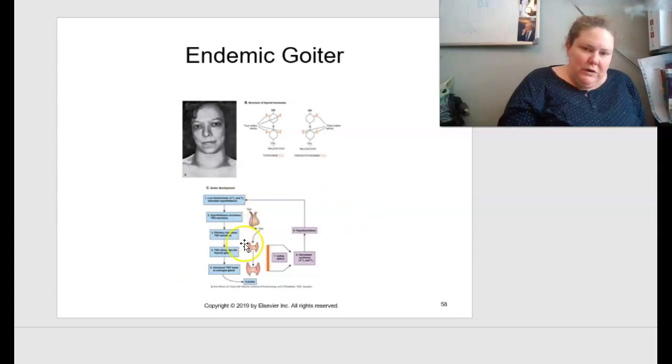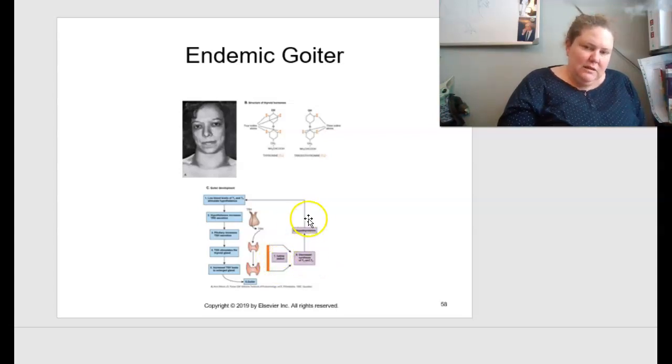And then how the goiter is going to develop is that you can have low blood levels of T3 and T4 that stimulate the hypothalamus, and then the hypothalamus increases the TRH secretion. Then the pituitary is going to increase the TSH secretion. Then TSH stimulates the thyroid hormone. And then step 5 is that the increased TSH levels are going to lead to an enlarged gland, which can cause that goiter.